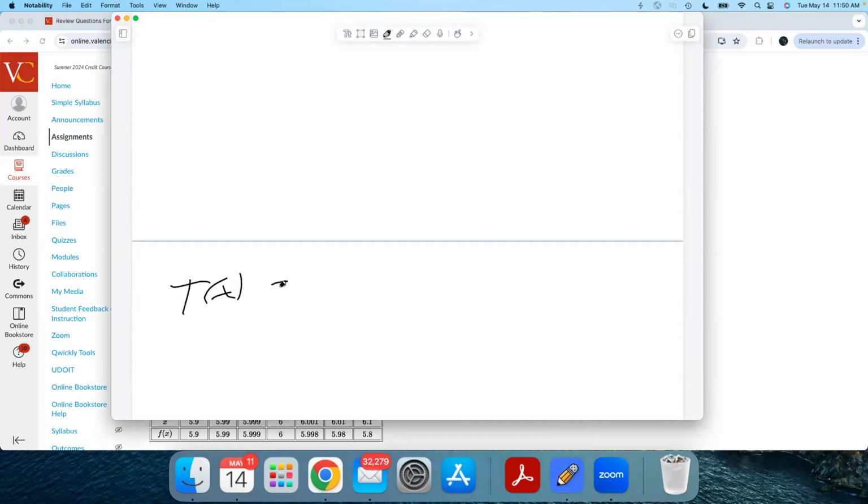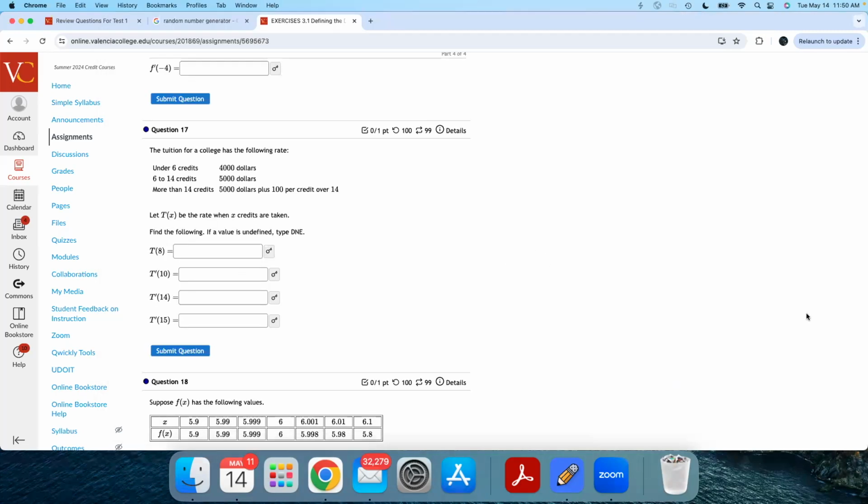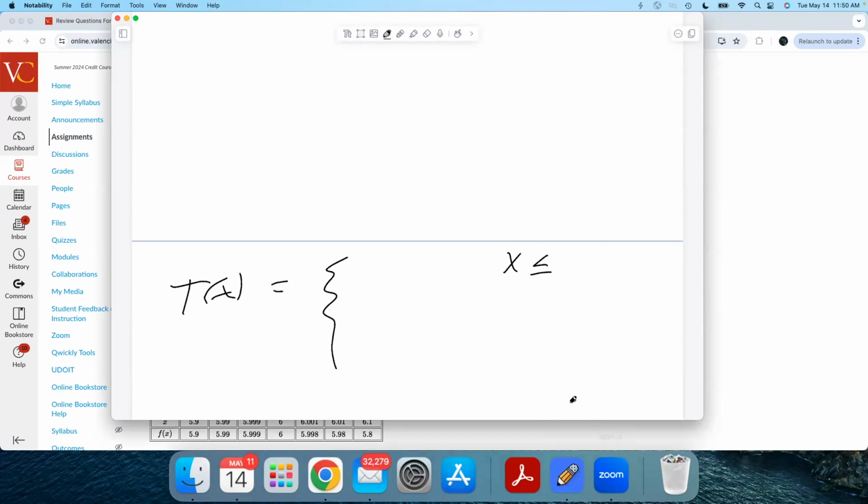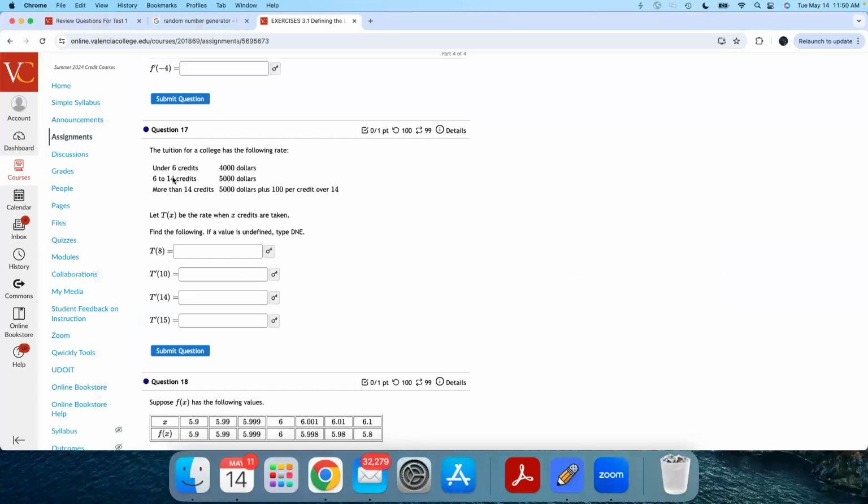T of x is going to be a piecewise function. And if x is less than or equal to 6, I believe it was. No, just less than 6. Tuition is a constant, $4,000.